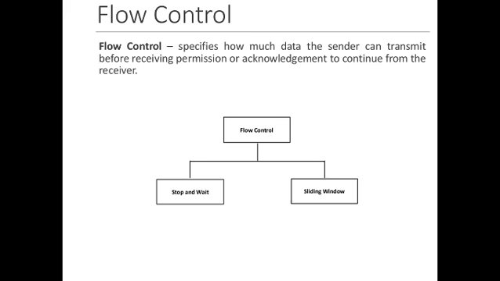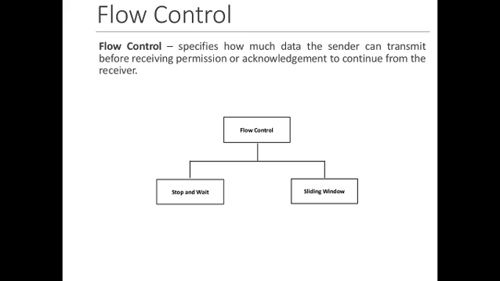Suppose just imagine that there is a sender and a receiver, and the sender is sending the data at a rate higher than the receiver is able to receive and process it. Then the data will get lost. The flow control methods will help in ensuring that the data doesn't get lost.